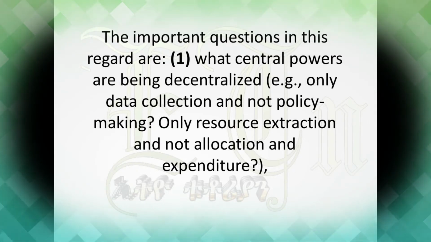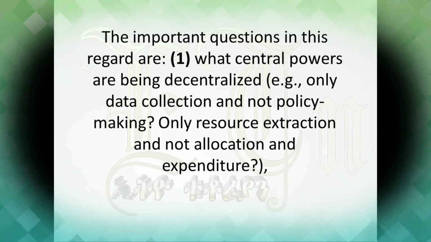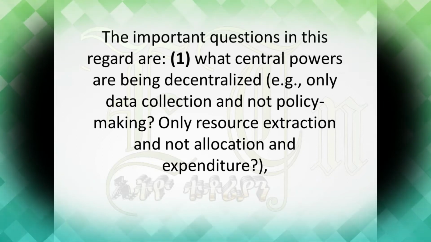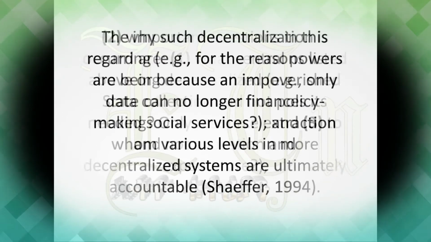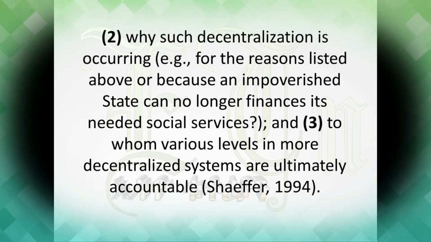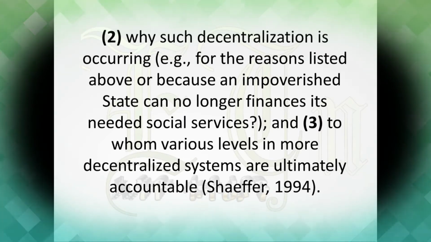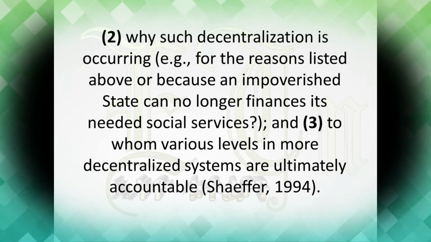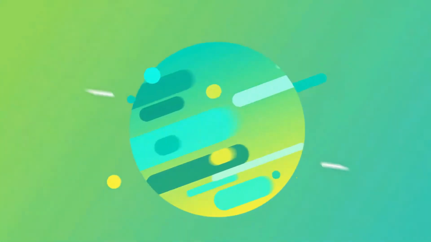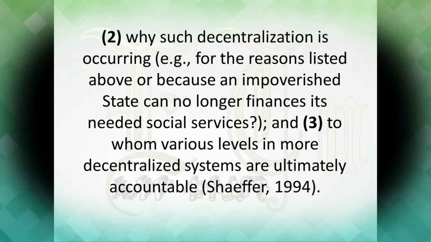The important questions in this regard are, 1. What central powers are being decentralized, for example, only data collection and not policy making? Only resource extraction and not allocation and expenditure? 2. Why such decentralization is occurring, for example, for the reasons listed above or because an impoverished state can no longer finance its needed social services. And 3. To whom various levels in more decentralized systems are ultimately accountable. Schaeffer, 1994.